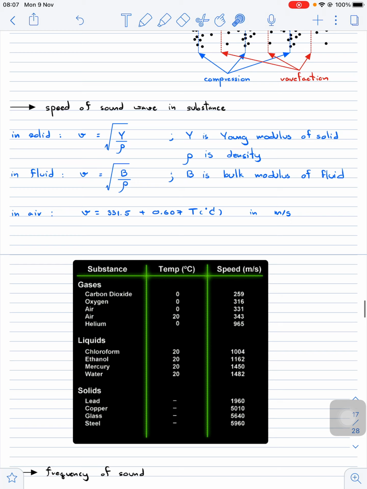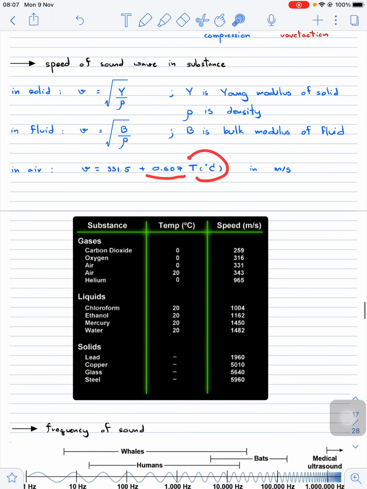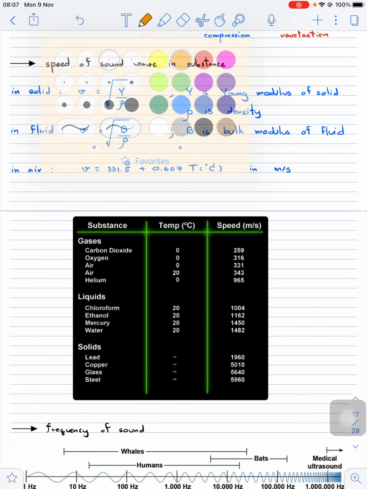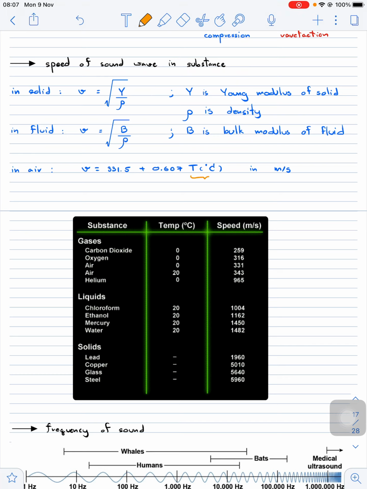Especially in air, the speed of the sound wave can be described by this equation. We have 331.5 plus 0.607 times the temperature in degrees Celsius.